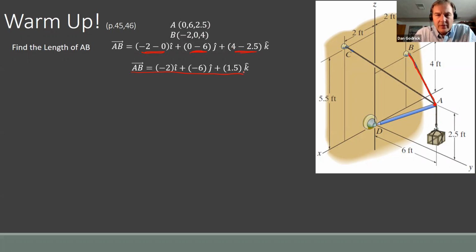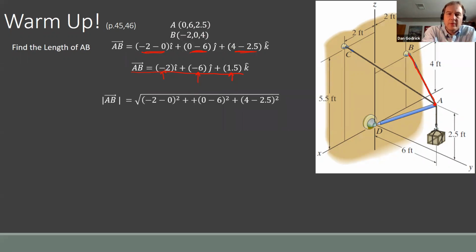All right, so now what is the length? Well, take the square root of the sum of the square of each term. So nothing to it. Take the square root of -2 squared plus -6 squared plus 1.5 squared, and we get the length is 6.5 feet.